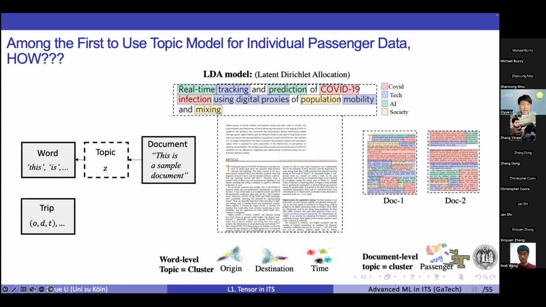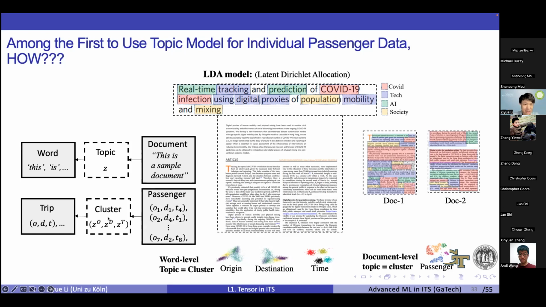And in our case, our word is the trip, O and D and T. So the topic for the word is the ODT cluster. And our passenger, who has a lot of trips, can be seen as a document. So here I mean the document level cluster: we can cluster passengers.